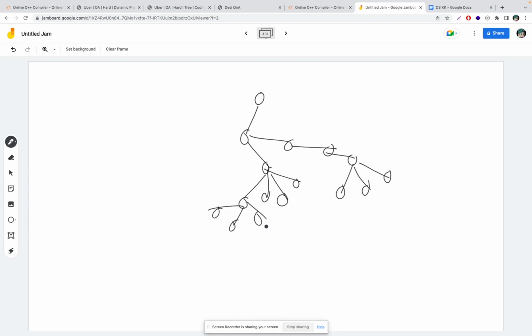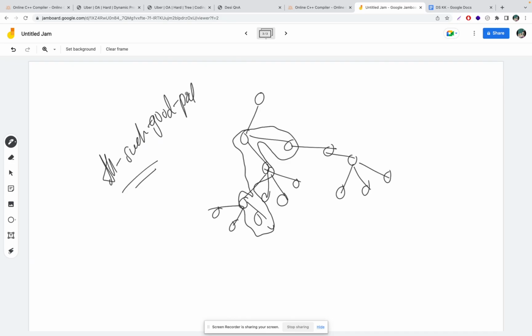So the good path can start from here and it can be like this also. Got it? This full can be a good path. So you guys need to calculate all such good paths.